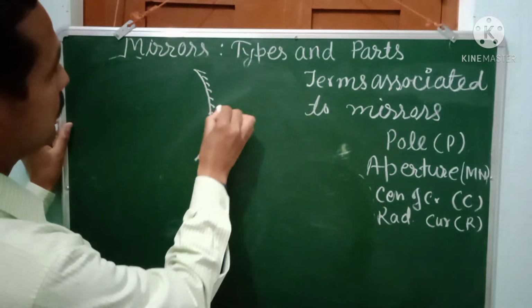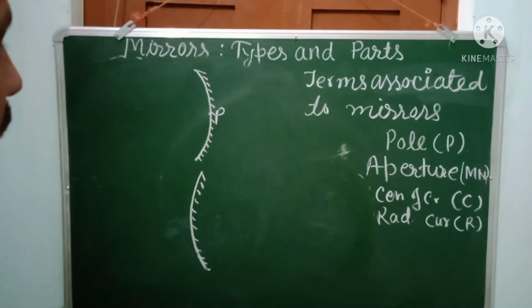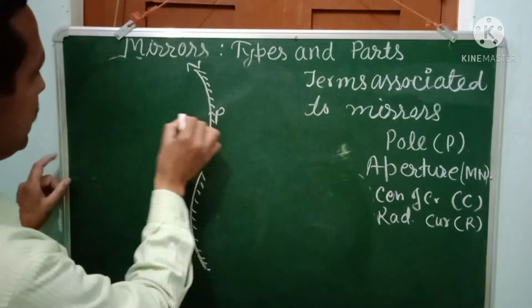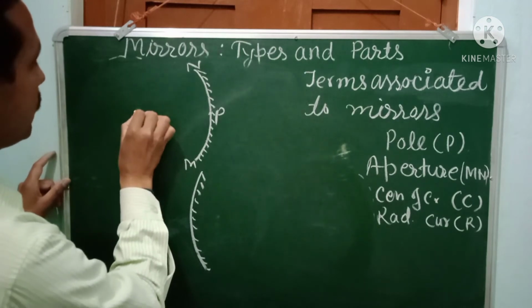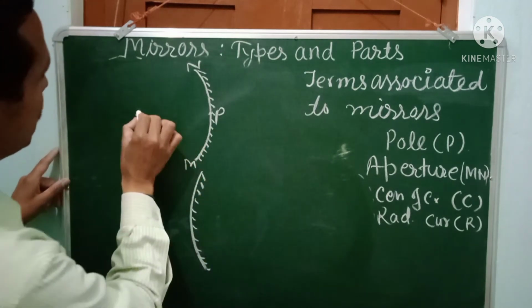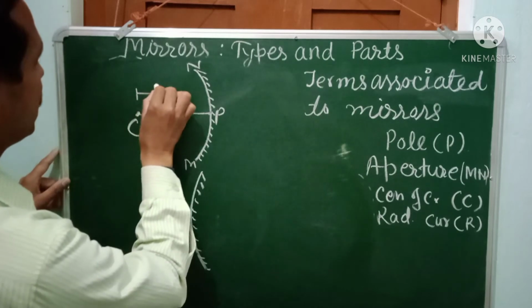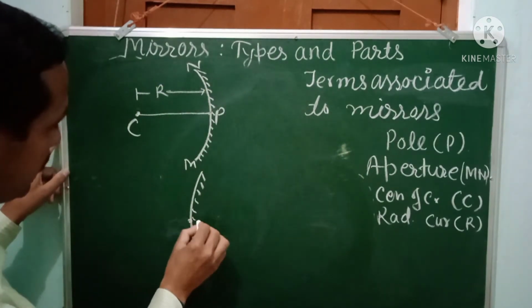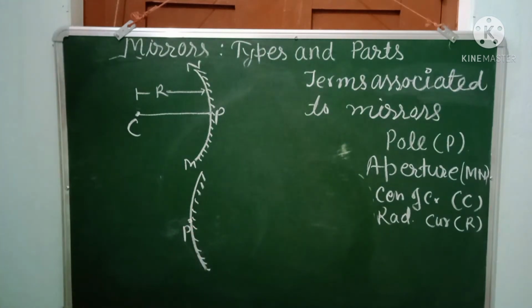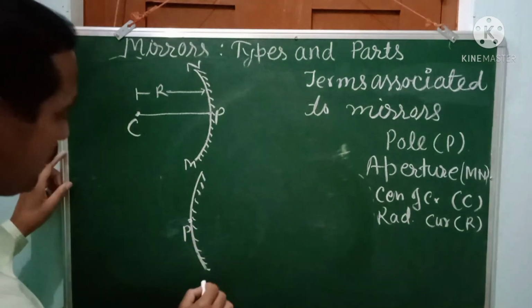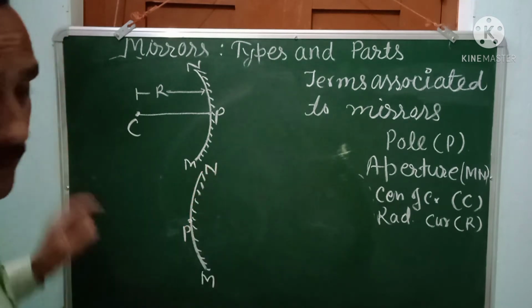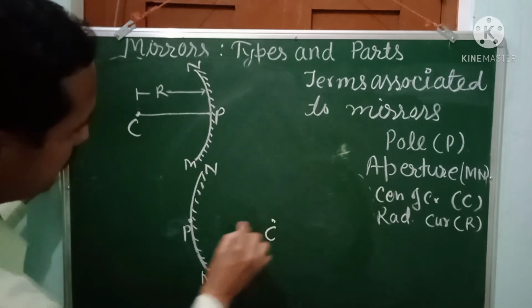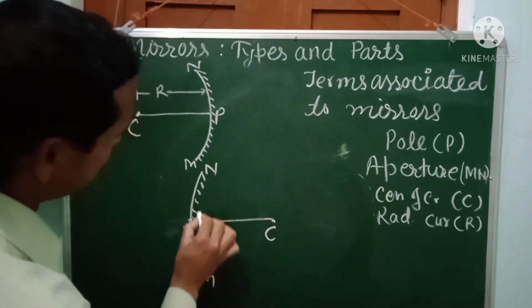P, central point of reflecting surface. MN, aperture. C, center of curvature. R, radius of curvature. In this, P, center point of reflecting surface, pole. MN, aperture, center of curvature, radius of curvature.